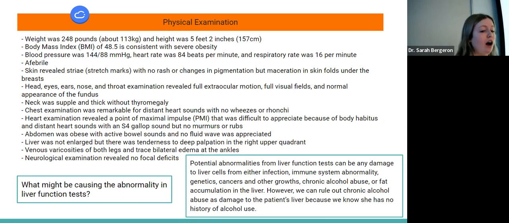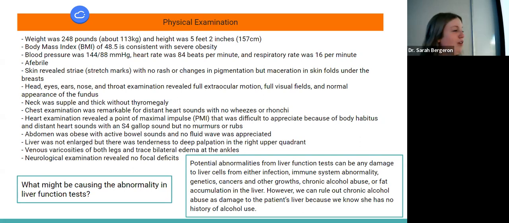Her liver was not enlarged, but there was tenderness to deep palpation in the right upper quadrant. Her venous varicosities, varicose veins, she has them in both legs, and trace bilateral edema at the ankles. Her neurological examination revealed no focal deficits.